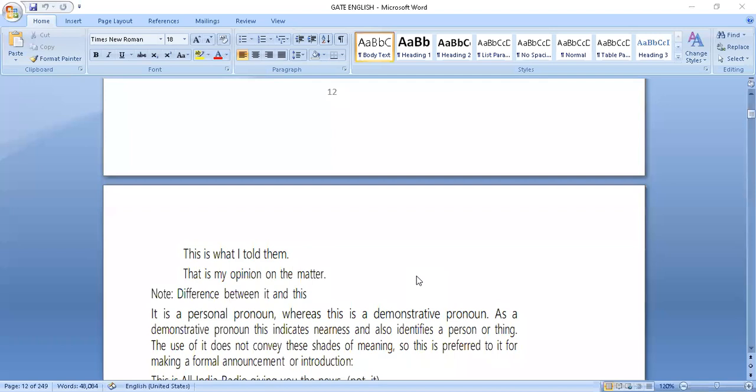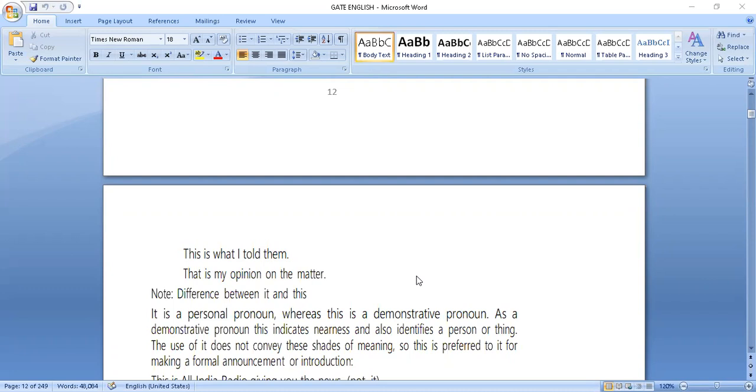That means either you can accept it or you cannot accept it. But particularly when he says "This is my opinion on the matter," that means he is 100% assured that you have to take my opinion.